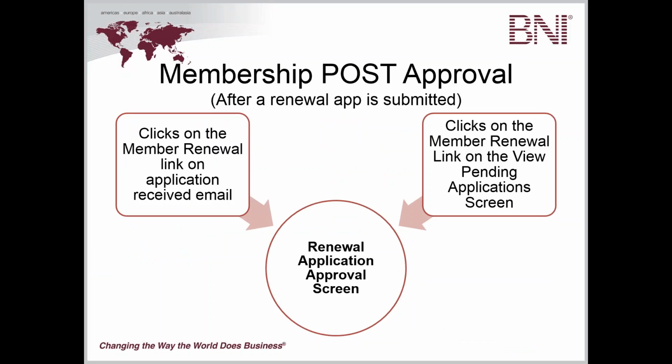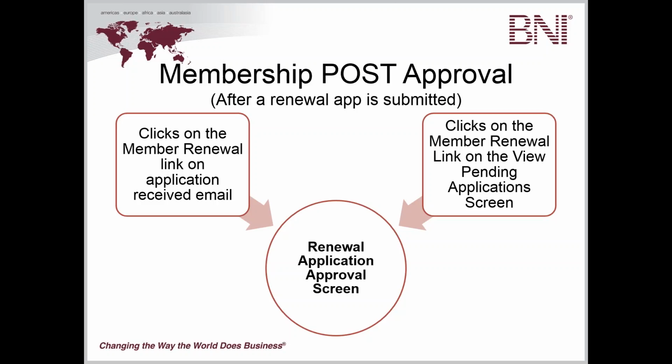And there's, once again, two ways that we can process that. The first way is that we can click on the renewal application received email. So the membership committee and the leadership team are going to get an email when somebody has submitted their application saying, hey, congratulations, a member from your chapter has just gone ahead and submitted their application. Would you like to go ahead and approve that at this time?